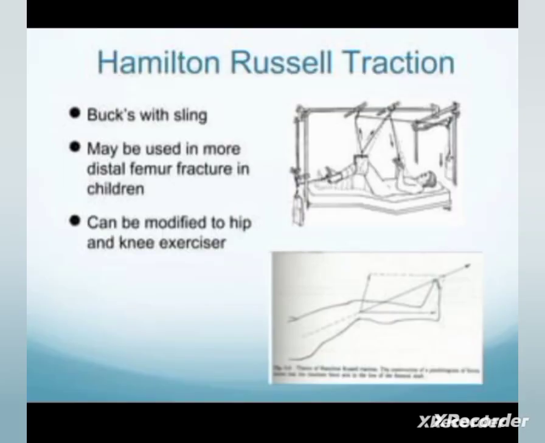This is another picture of Hamilton-Russell's traction. Here Buck's with the sling is used, and it is used in distal femur fracture in children. It can be modified to a hip and knee exerciser. So Hamilton-Russell's traction is used in children with the sling.